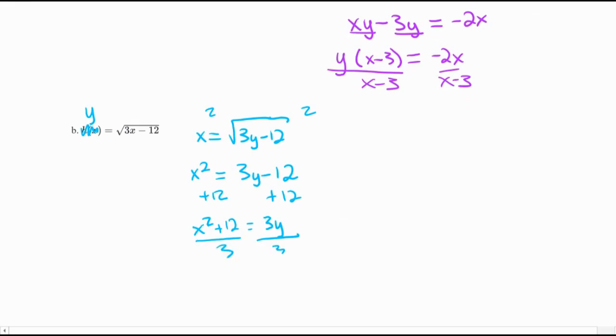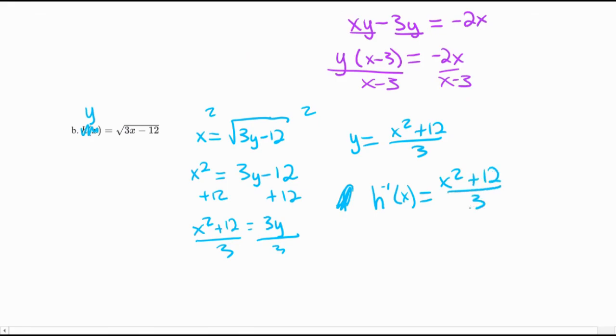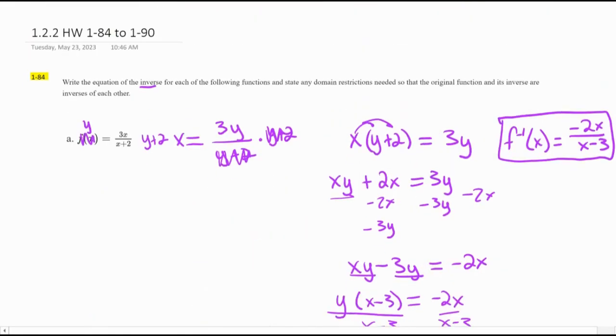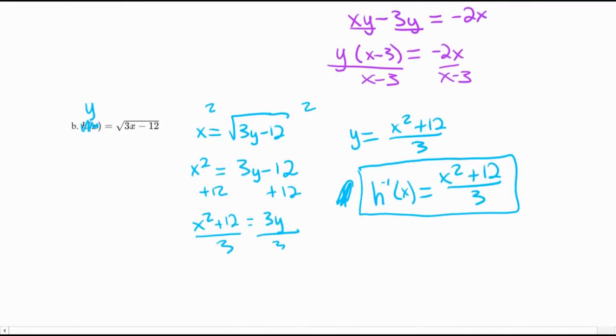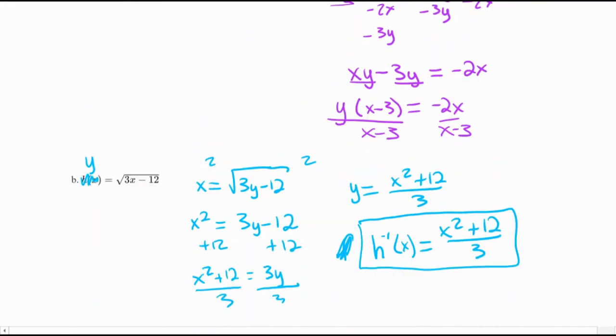Divide both sides by 3, and I'm left with y equals (x squared plus 12) over 3, and this was h of x, so the inverse of h of x equals (x squared plus 12) over 3, and there is my other inverse. Now I know it asks for domain restrictions. I'm not going to be too stressed about that at the moment, so let's just focus on making sure we know how to find the inverse.